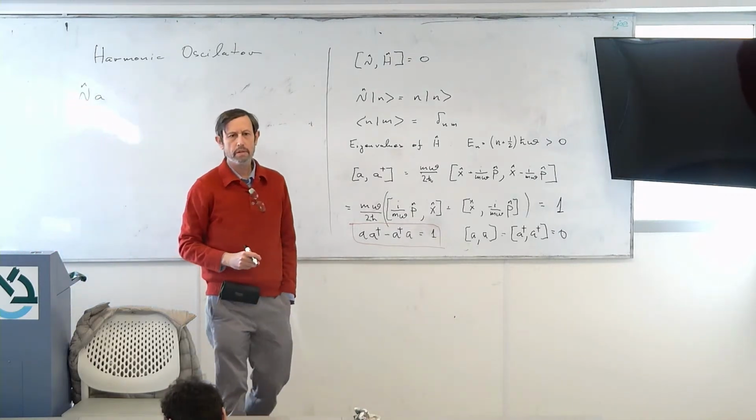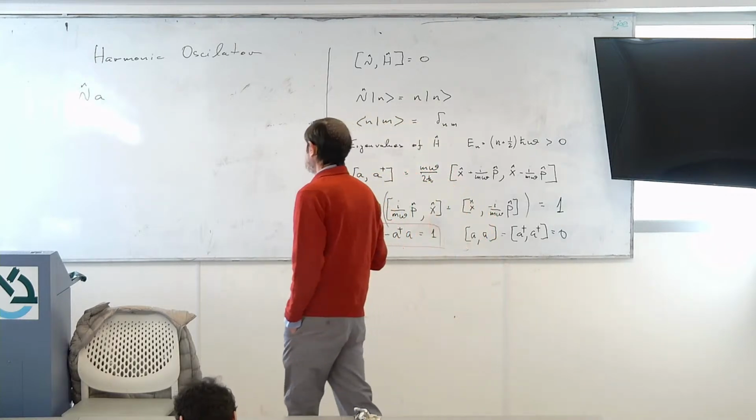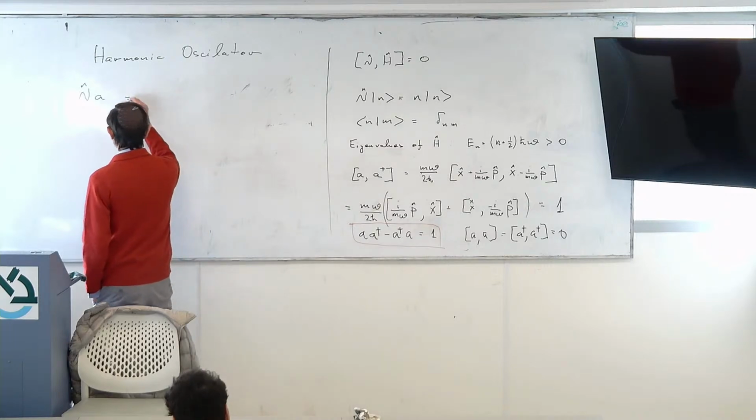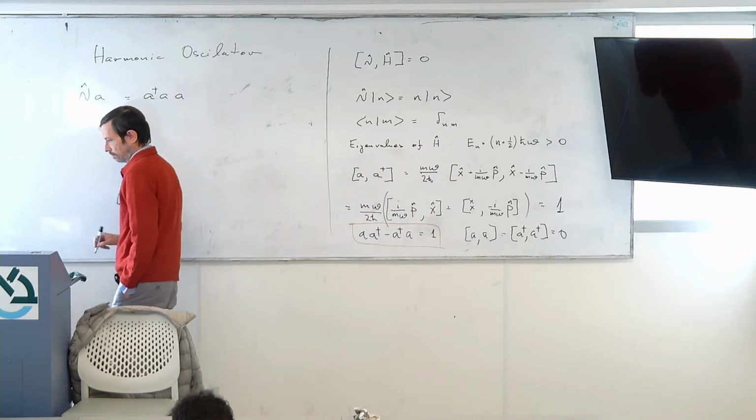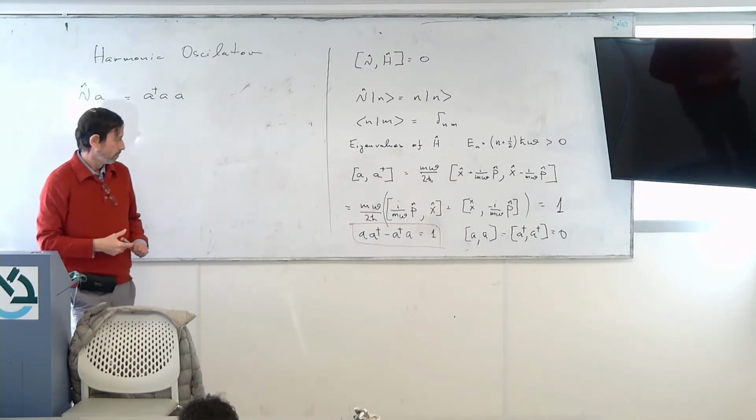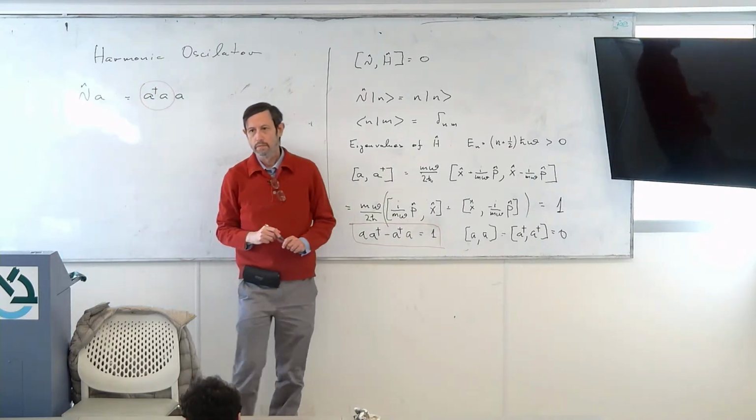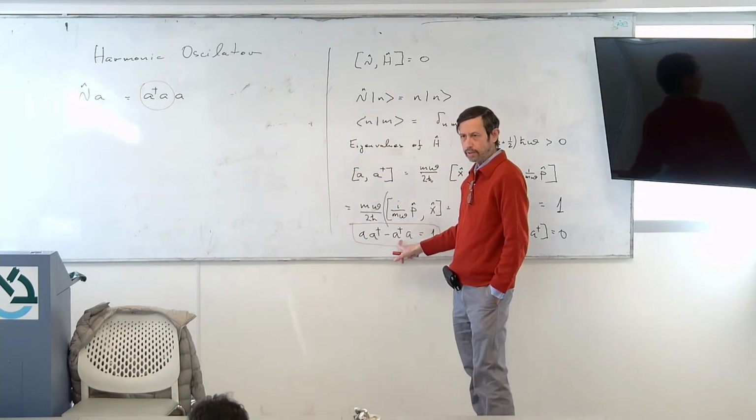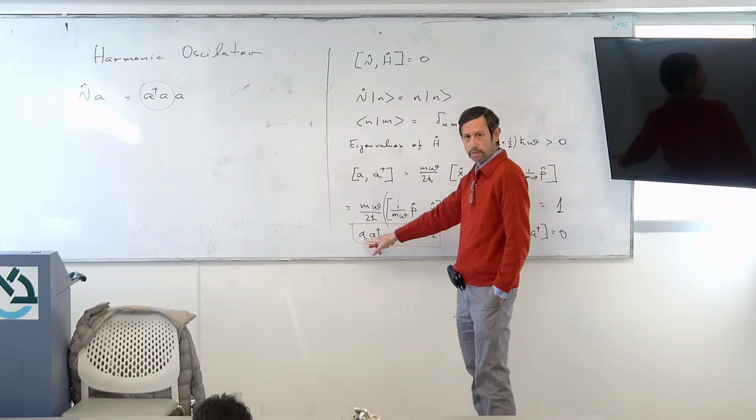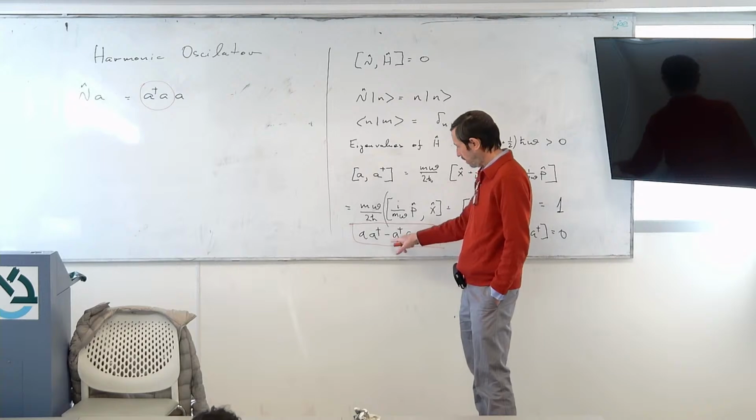I want to see what is the result of the operator n times A. Okay, I'll use the definition of n. And I want to take A dagger A, which appears here, and write it as 1 minus A dagger A, but with a negative sign.